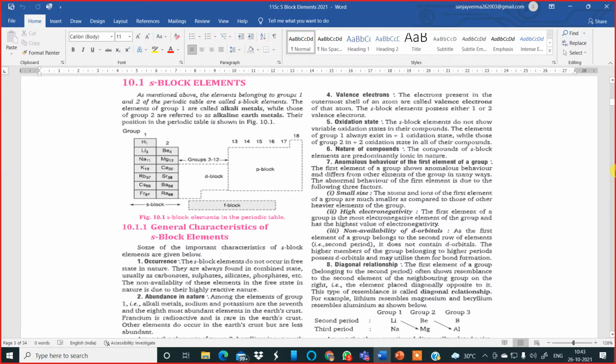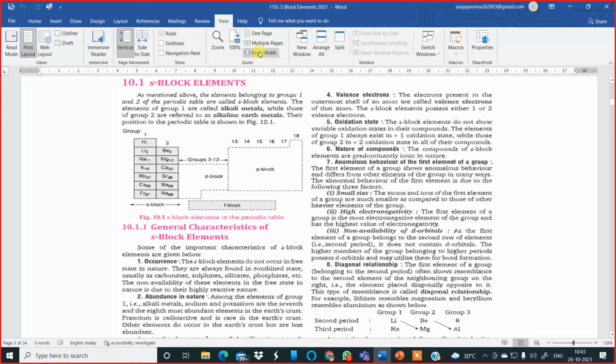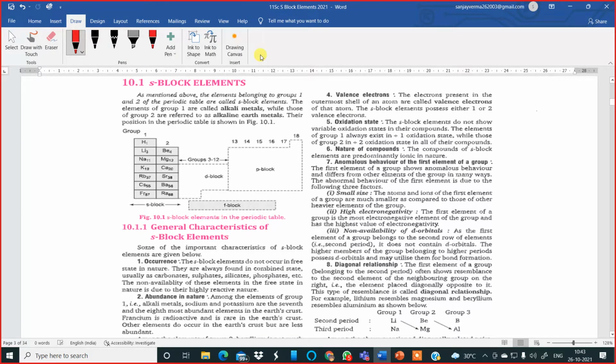If you look at number 7, anomalous behavior of the first element of a group. In group 1, the first element is lithium. In group 2, the first element is beryllium. So, the first element of each group behaves anomalously. It shows anomalous behavior and differs from other elements of the group in many ways. That is because of the following factors.